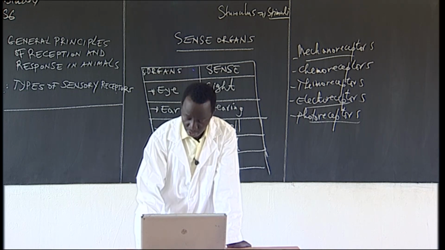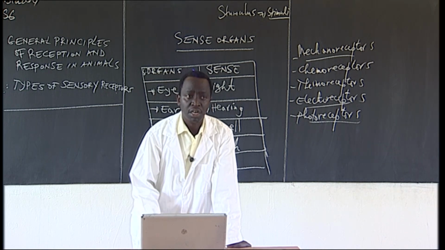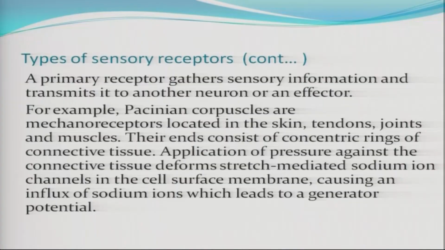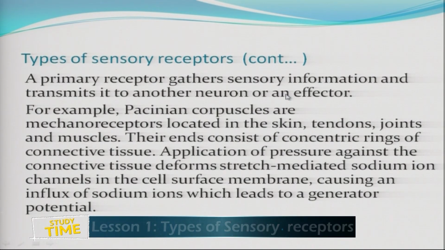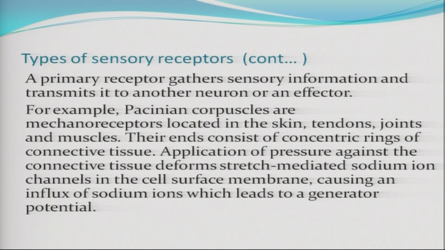Primary receptors or simple receptors, they do gather sensory information and then transmit this information to what? To another neuron or an effector. They are called primary receptors. They have a single neuron, which means that neuron will carry information to the effector.